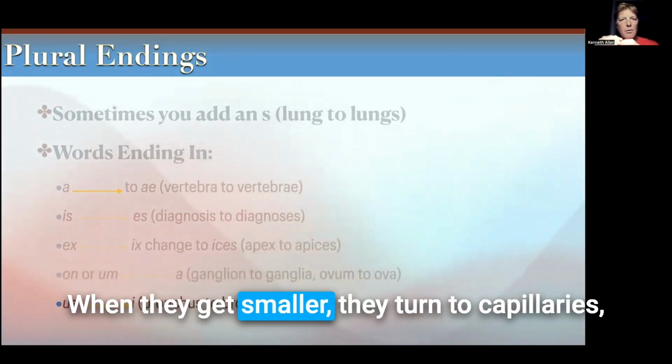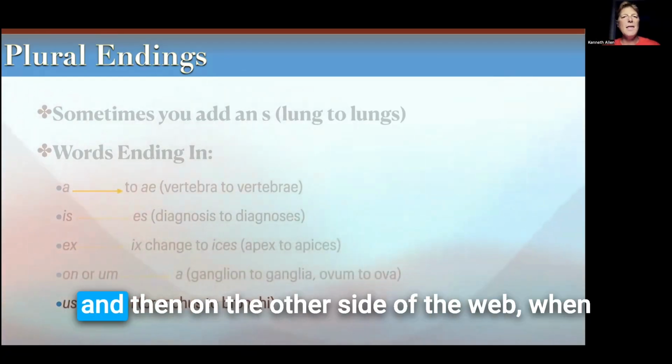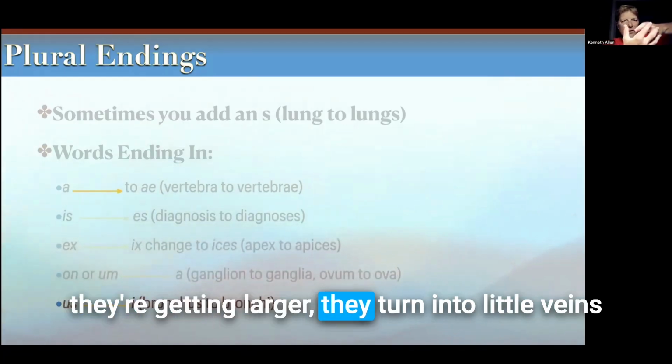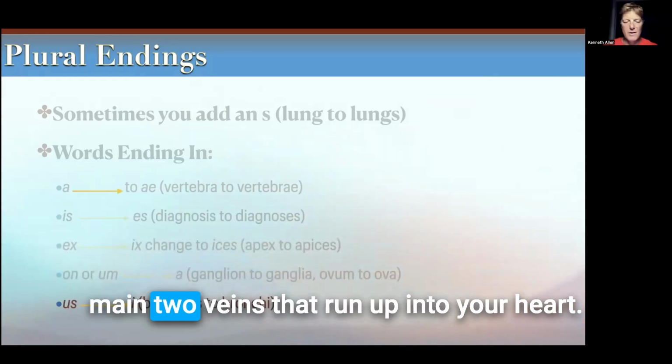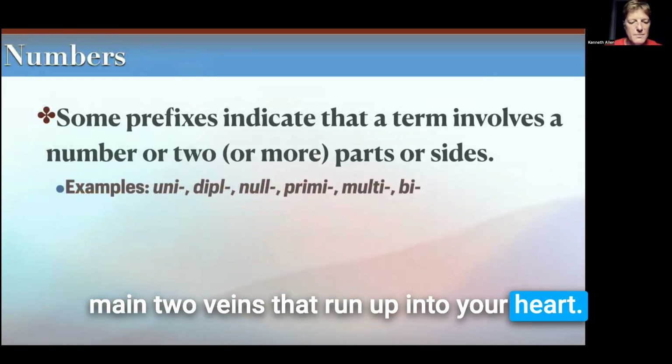When they get smaller, they turn to capillaries. And then on the other side of the web, when they're getting larger, they turn into little veins or venules, followed by veins, followed by the main two veins that run up into your heart.